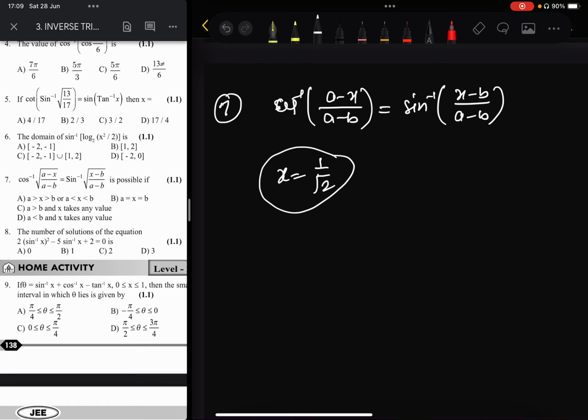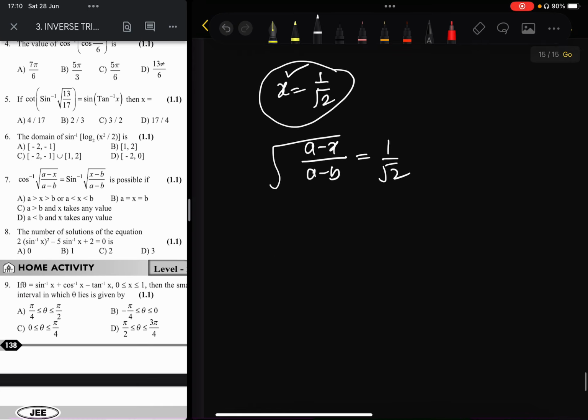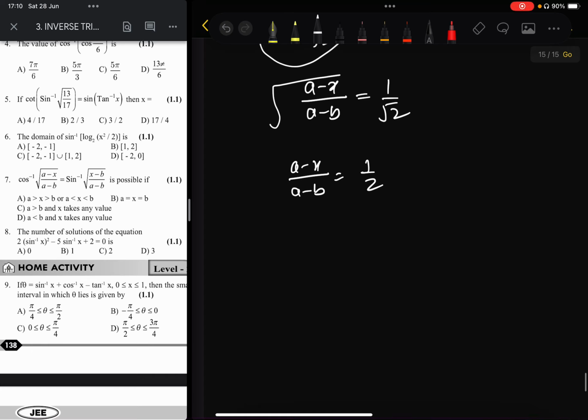If you draw the graph, for x equals 1 by root 2 they will meet, right? The graph of cos inverse x and sine inverse x will meet only at x equals 1 by root 2. That means (a minus x) by (a minus b) should be equal to 1 by 2.